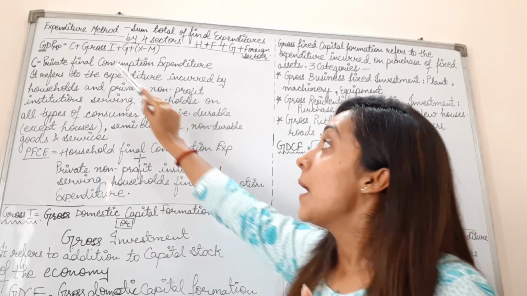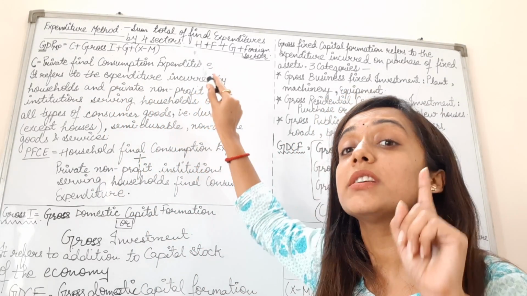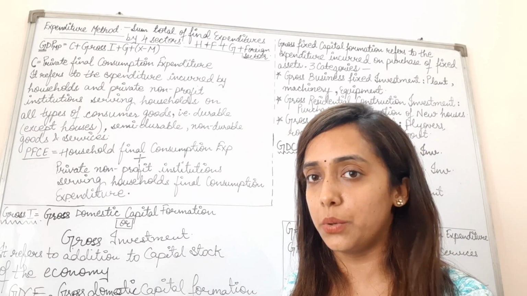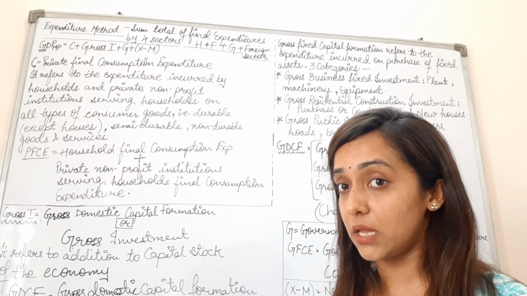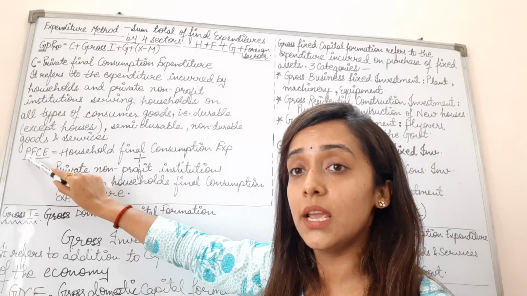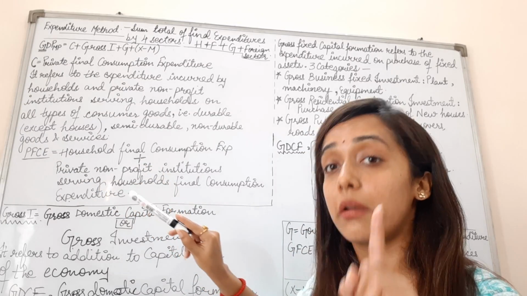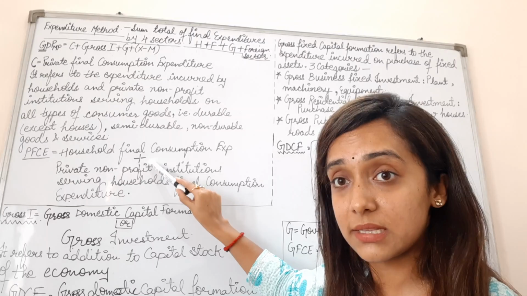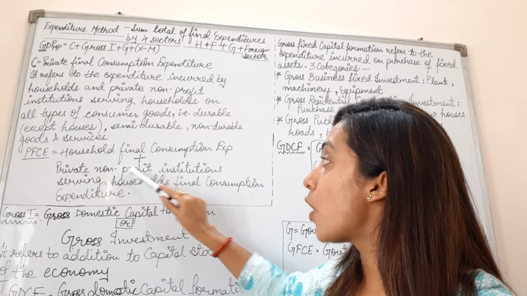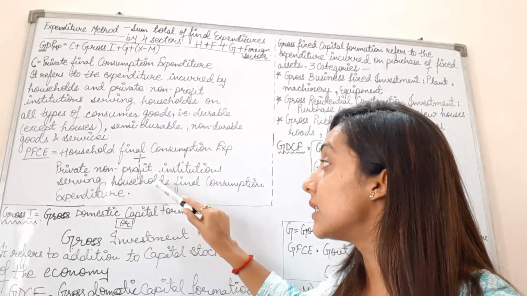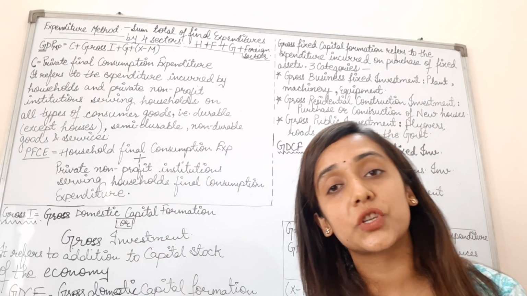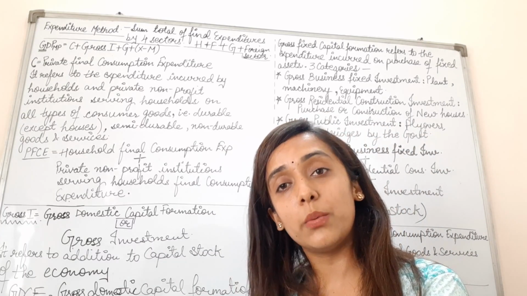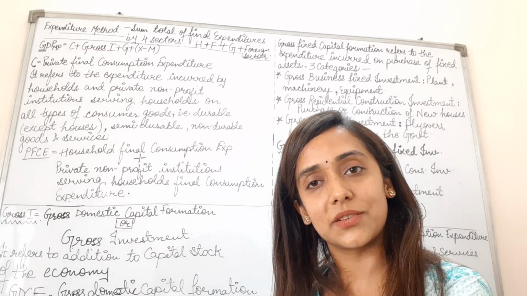So if private final consumption expenditure is not given directly in the question, most of the times it is given directly only. But if it is not given directly in the question, the formula for calculating private final consumption expenditure is household final consumption expenditure plus private non-profit institution serving household final consumption expenditure. This is C, that is private final consumption expenditure.